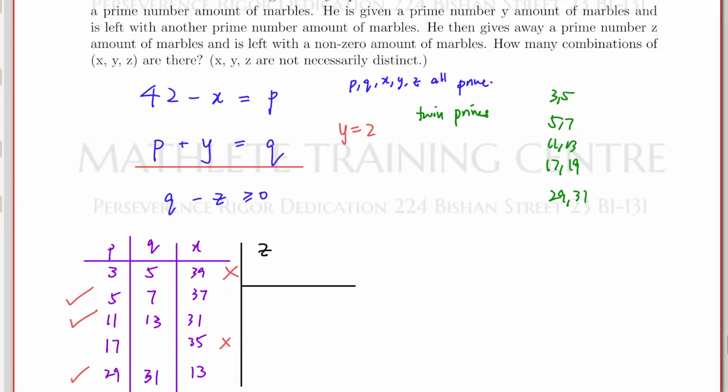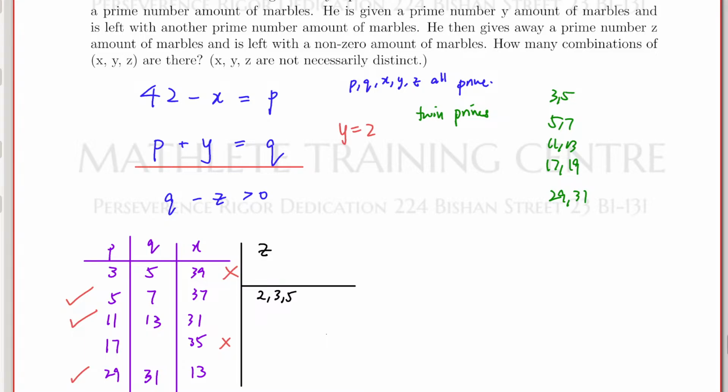In the first case, where X is 37, P is 5, and Q is 7, how many choices of Z are there? Z just needs to be a prime that is smaller than Q, right? So in fact, I made a mistake here. Z must be smaller than Q, so this one cannot be 0. So Z can be only 2, 3, and 5 here.